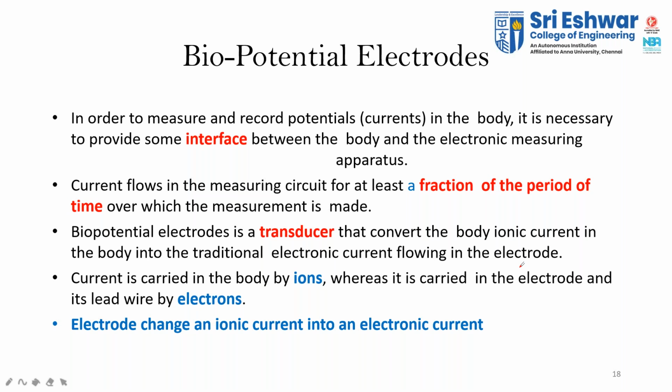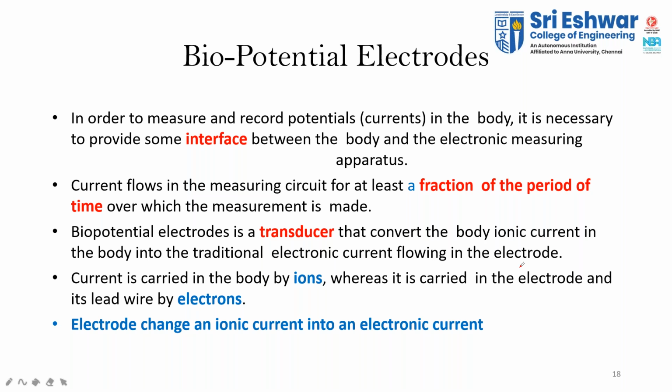Next, biopotential electrodes. In order to measure and record potentials, we provide an interface between the body and the apparatus. A biopotential electrode is a transducer, because I'm going to convert ionic current into electronic current with the help of electrodes. The current carried in the body by ions passes through your electrode and is taken out as electrons in the electronic circuits. The ionic current is converted to electronic current, which represents the movement of electrons.